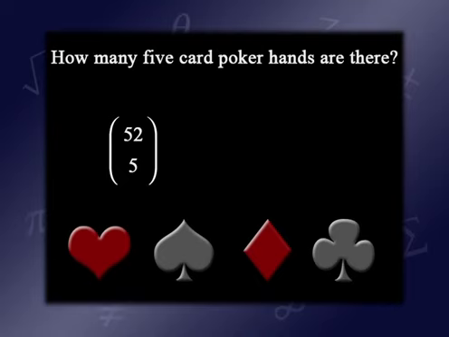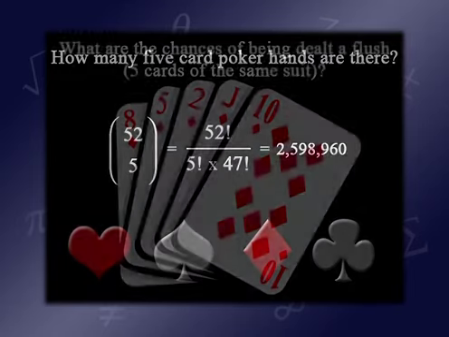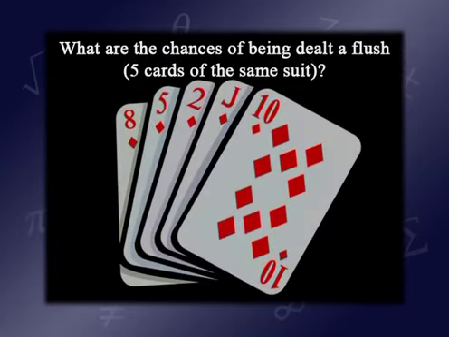And so the number of ways of picking 5 out of 52 is 52 choose 5, which has formula 52 factorial divided by 5 factorial, 47 factorial, which is 2,598,960, which is a pretty awesome number. So you might ask, well, what are your chances of being dealt a specific kind of hand in poker? For instance, what are your chances of being dealt a flush, which is 5 cards of the same suit in poker?